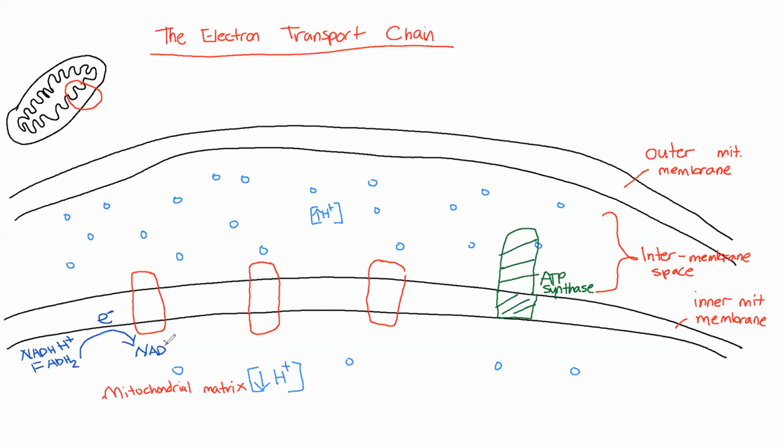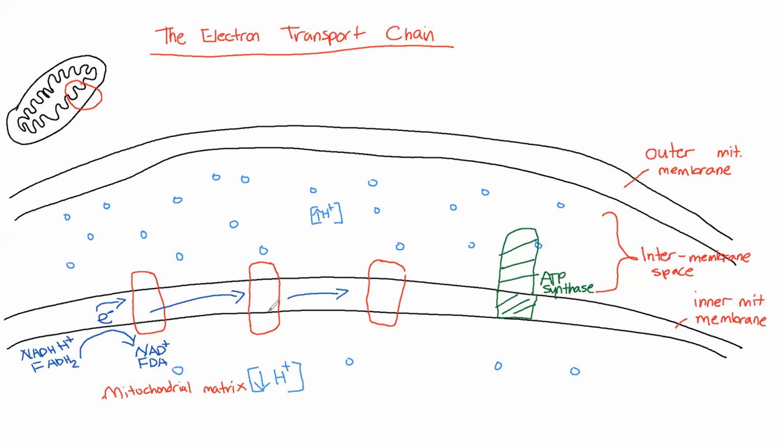So we pretty much just grab the electrons off of these carriers, return them back to their oxidized form, and then the electrons make their way from one complex to the other, okay? And this E is standing for those electrons that were taken from these carrier molecules. So we pass them to complex 1, they're then passed to complex 2, and so on and so on.